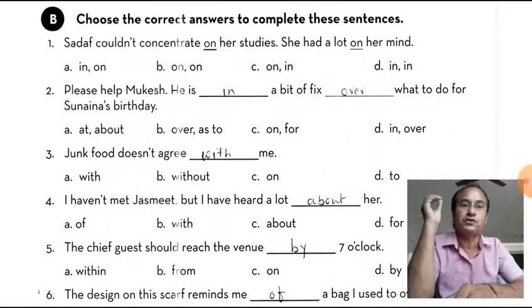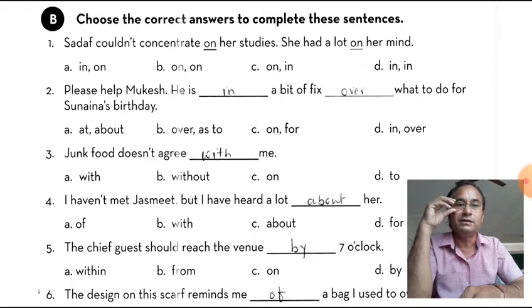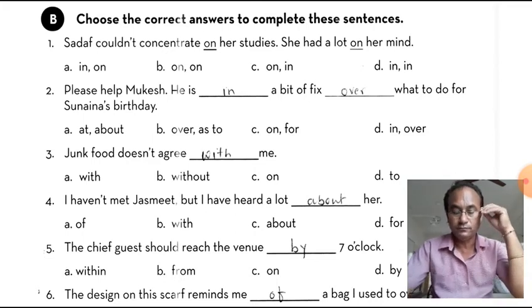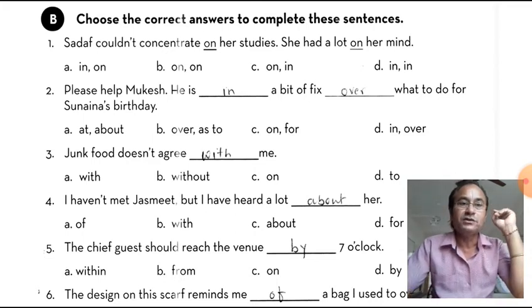Choose the correct answers to complete this sentence. Sadat couldn't concentrate on her study. She had a lot on her mind. So on we have used here as a preposition. It has been given. Now let's see the second one.